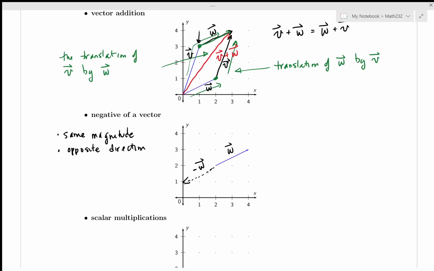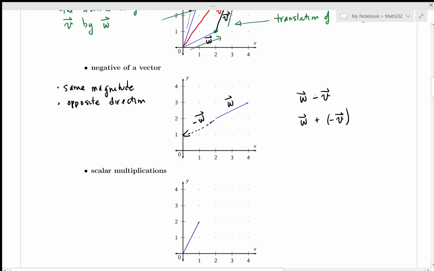So I think it may be obvious at this point how you can do subtraction. We could have W minus V, and we could be thinking of that as W plus minus V. We can first form minus V, and then we can go up and do the addition just like we did above. I'll do an example of that in a second.